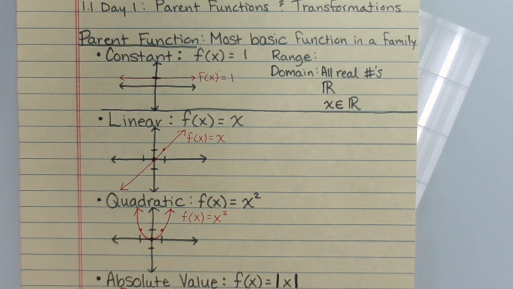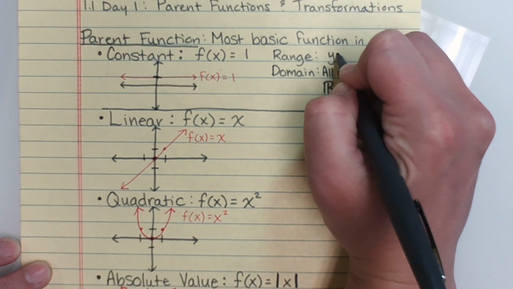If we look at the parent function, f of x equals 1, also known as y is equal to 1, what things could y be? 1. And 1 only. So the range of the constant function is really easy. It's y equals 1.